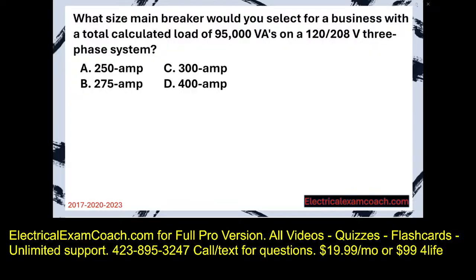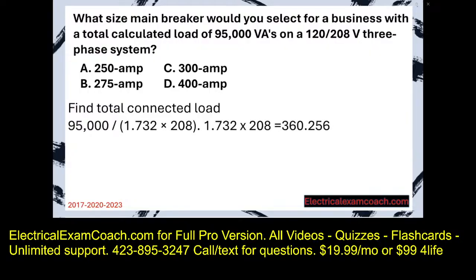What size main breaker would you select for a business with a total calculated load of 95,000 VAs on a 120/208 three-phase system? Step 1, find our total connected load. Well, they've already given us our total VAs, so all we have to do is divide. But with three-phase, there's one extra step.